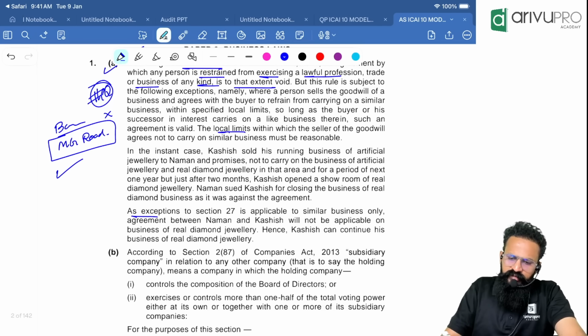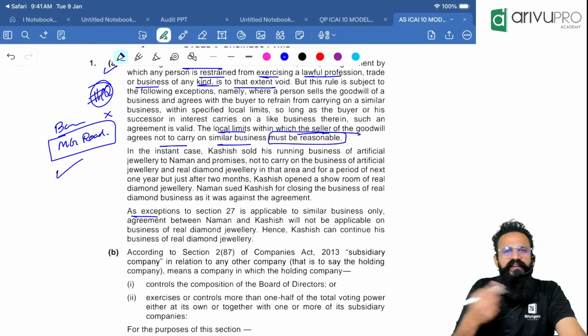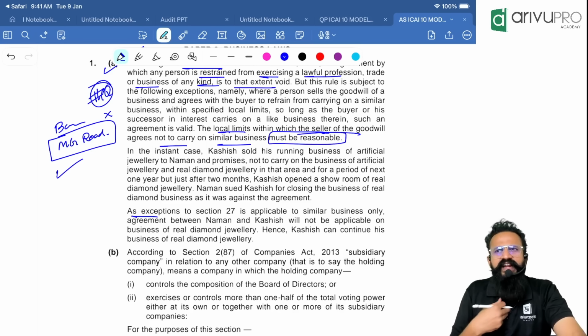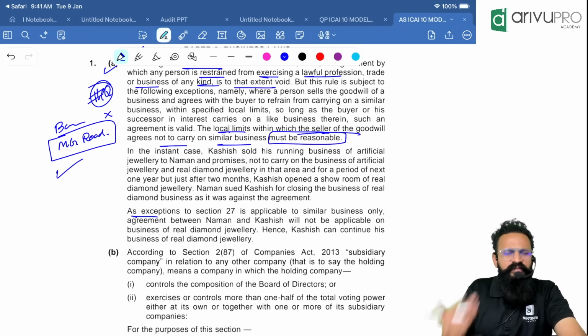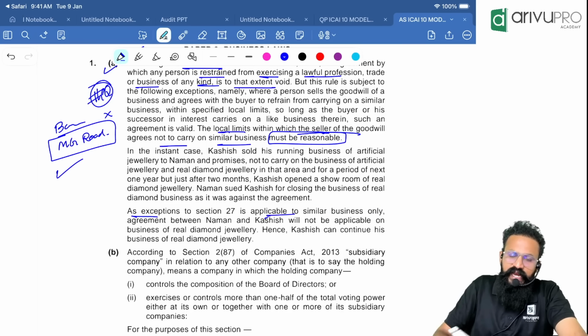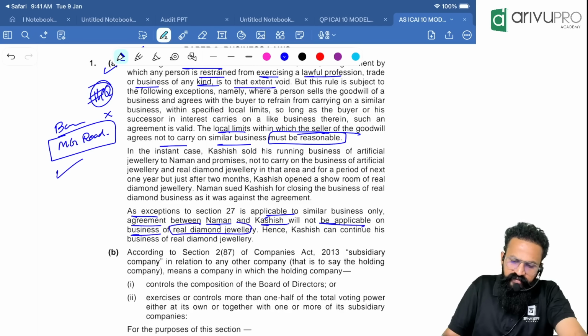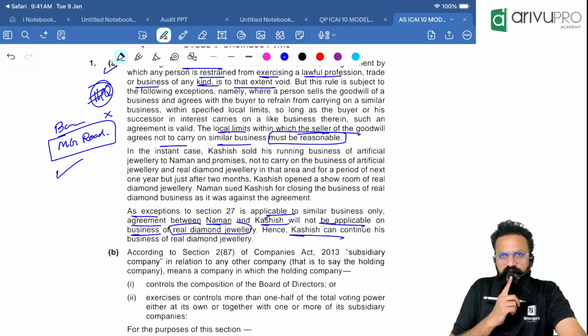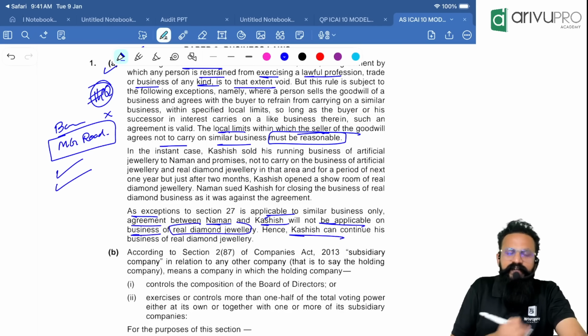The local limit within which the seller of the goodwill agrees not to carry on similar business must be reasonable. So in our case, it's not reasonable, because that is not something which I have sold you. The business I was not doing at all. So it is applicable to similar business only. So it's only an artificial agreement between Namman and Kashish; it will not be applicable to the business of Real Diamond. Hence, Kashish can continue. I hope this is clear.